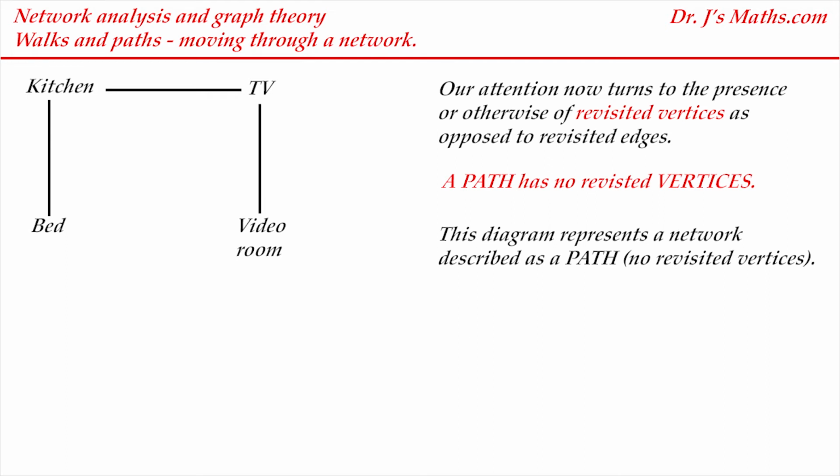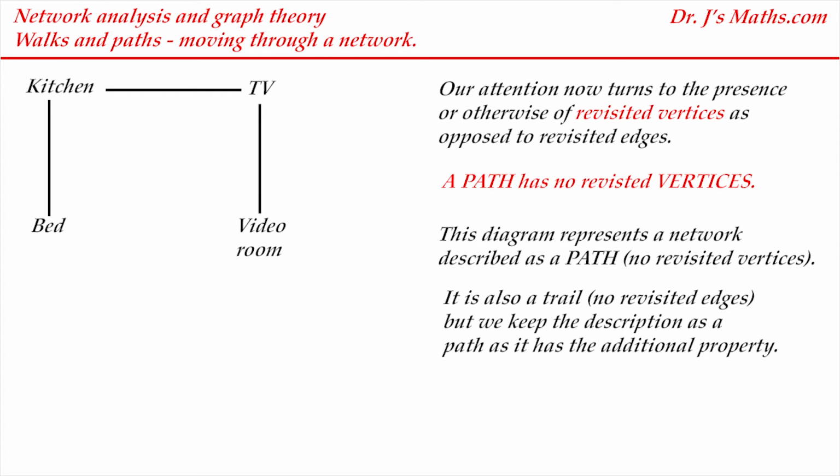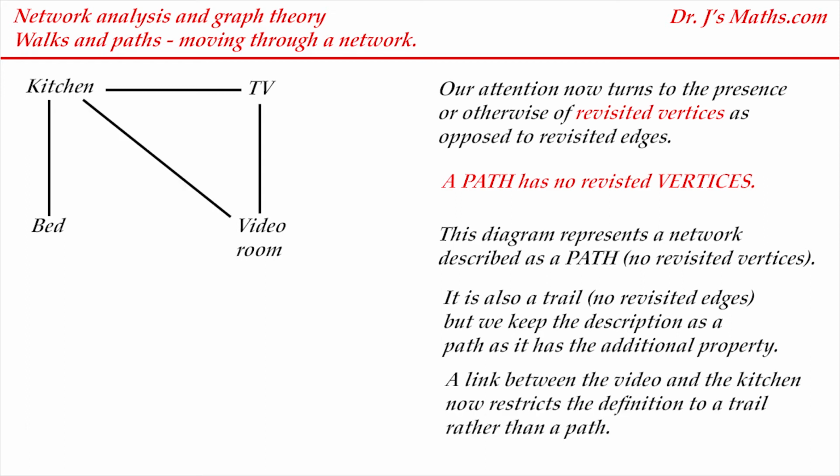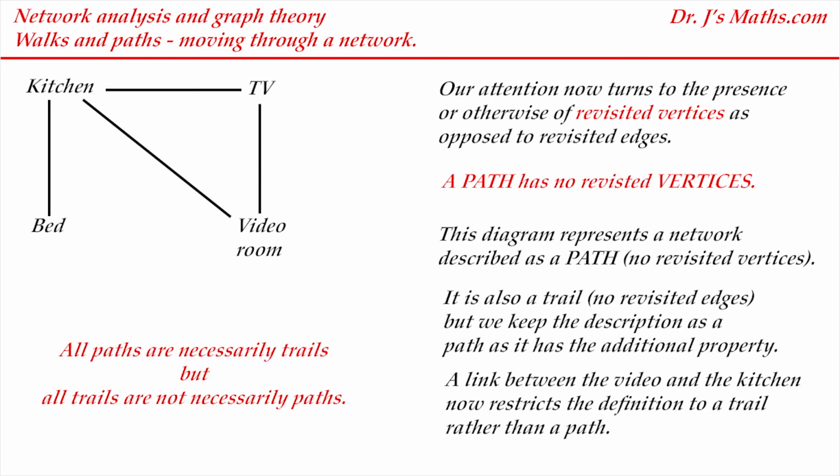Of course, it is also a trail because there's no revisited edges, but we keep the description as a path as it has the additional property. If we now put a link between the video room and the kitchen, then we have duplicated the vertex of the kitchen, so that takes it away from being a path and it restricts the definition to a trail. We could easily say that all paths are necessarily trails, but not all trails are necessarily paths.